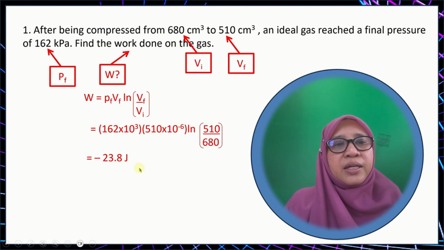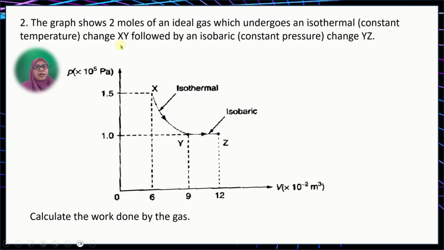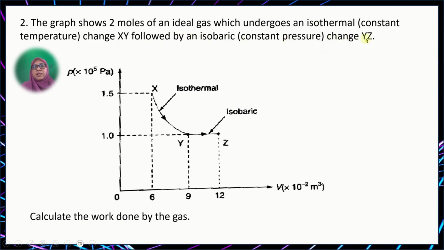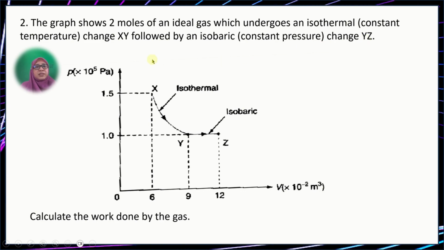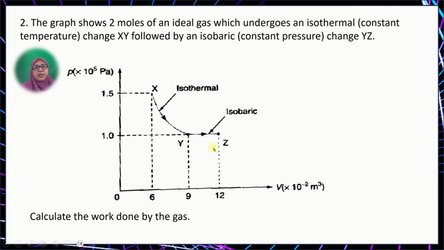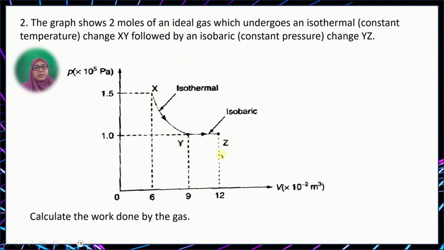Okay, next we go to question 2. The graph shows 2 moles of an ideal gas which undergoes an isothermal (constant temperature) change XY followed by an isobaric (constant pressure) change Y to Z. So we have two processes here, isothermal and isobaric. We can read from the graph each value, pressure and volume, at X, Y, and Z. We are going to find the work done by the gas.